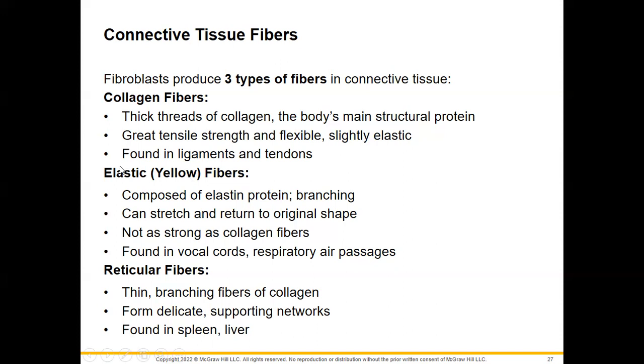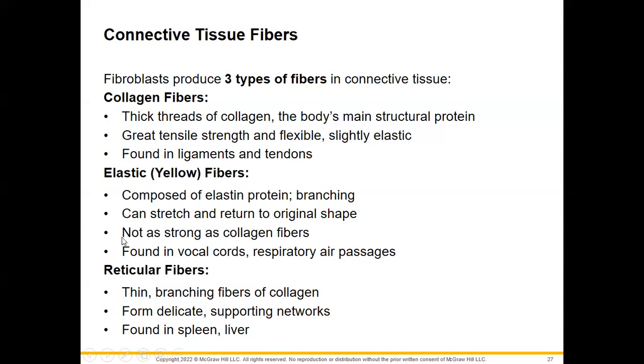Elastic fibers will also be called yellow fibers. These fibers are composed of elastin protein. This elastin protein is going to branch. So when you look at it, you can start to see the branching of these fibers, and that's one of those characteristics that will help you understand what it looks like. These tissues or these fibers can stretch and then return to their original shape. So they are elastic and they can stretch.